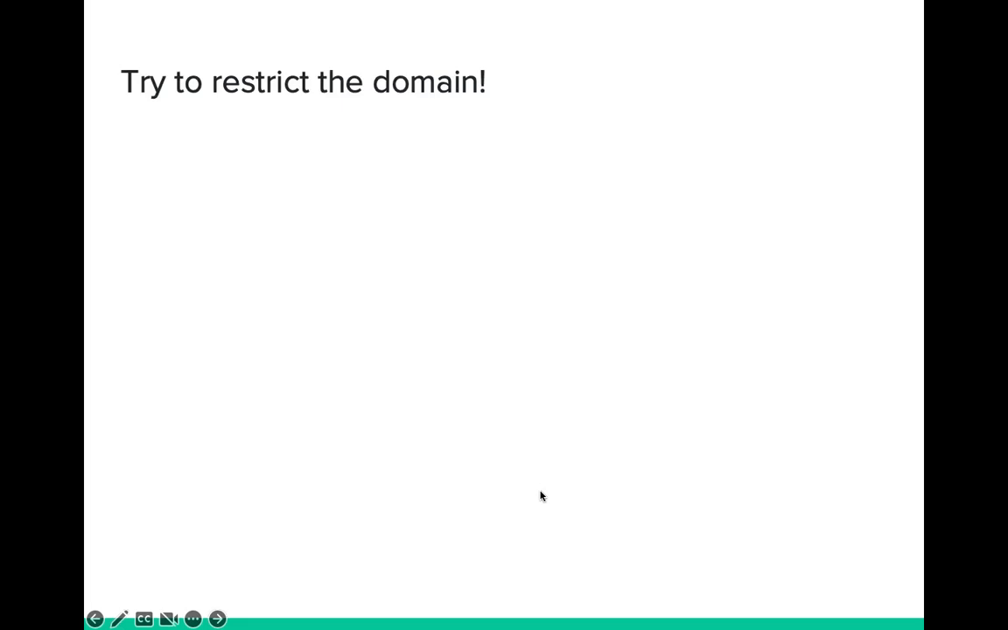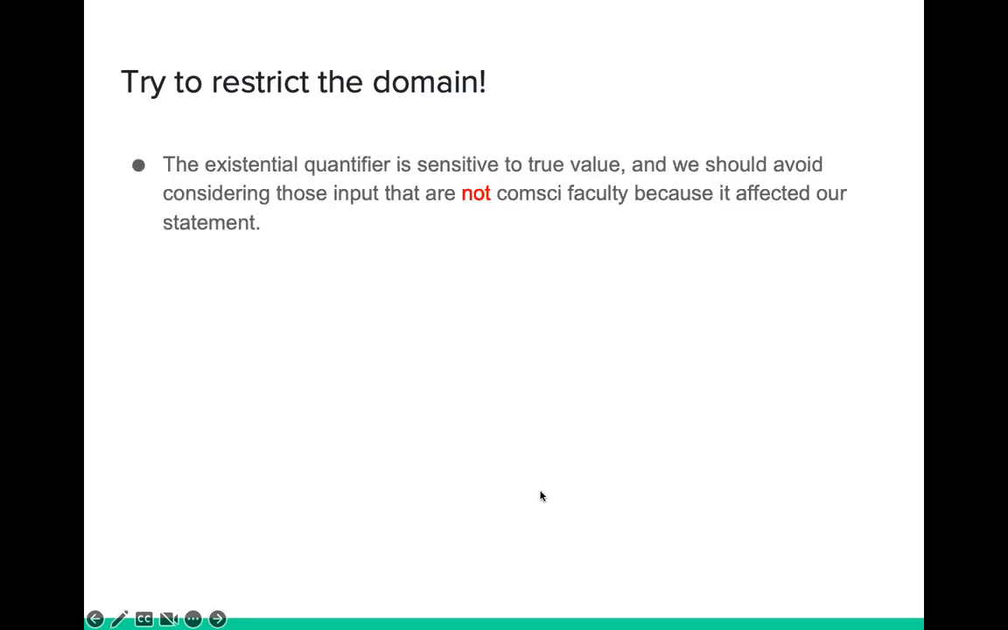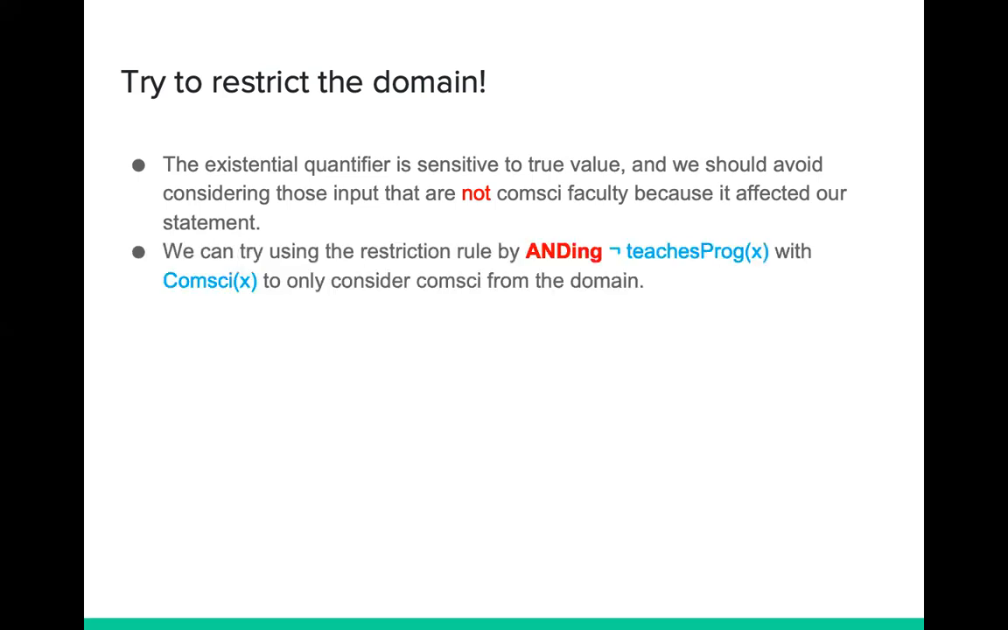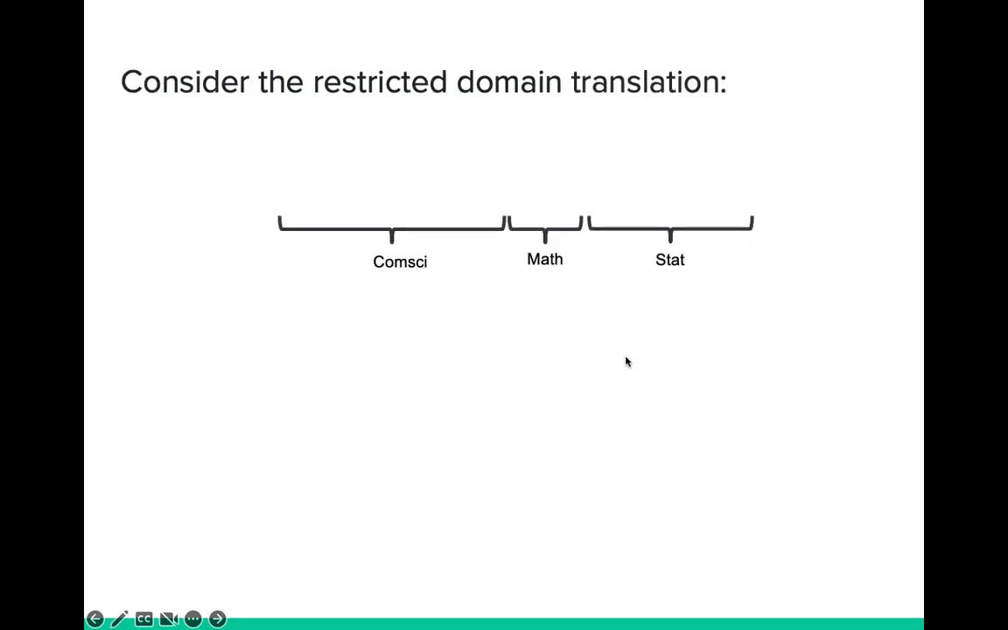Okay, so the existential quantifier is sensitive to true value, and we should avoid considering those inputs that are not ComSci because it affected our statement. So what we can do is to add a restriction rule by using an and connective. So we connect these two predicates, negation of teaches prog or does not teach prog, and ComSci using and to only consider the ComSci from the domain.